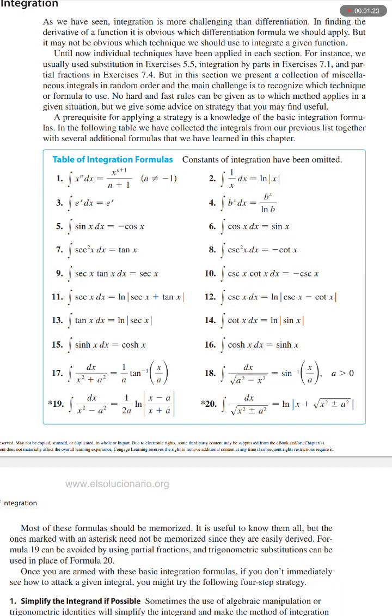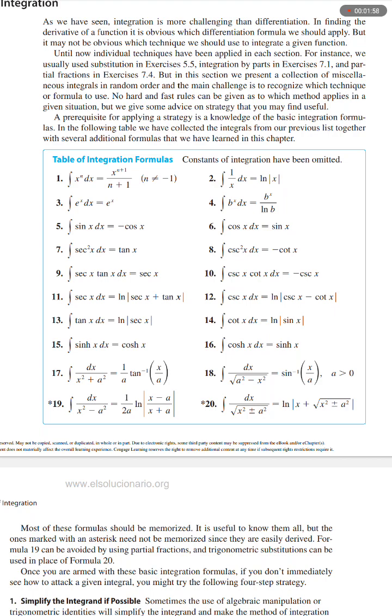No hard and fast rules can be given as to which method applies in a given situation, but we give some advice on strategy that you may find useful. A prerequisite for applying a strategy is a knowledge of the basic integration formulas. In the following table, we have collected the integrals from our previous list together with several additional formulas that we have learned in this chapter.